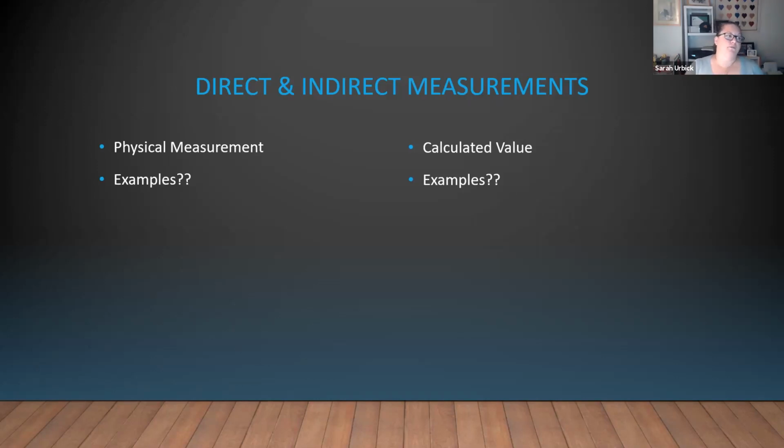Thank you, everybody. Direct and indirect measurements. Direct, I can physically measure it. Indirect, I have to come at it a different way. I can calculate it. So that's going to be the difference when we're talking about different types of measurements.